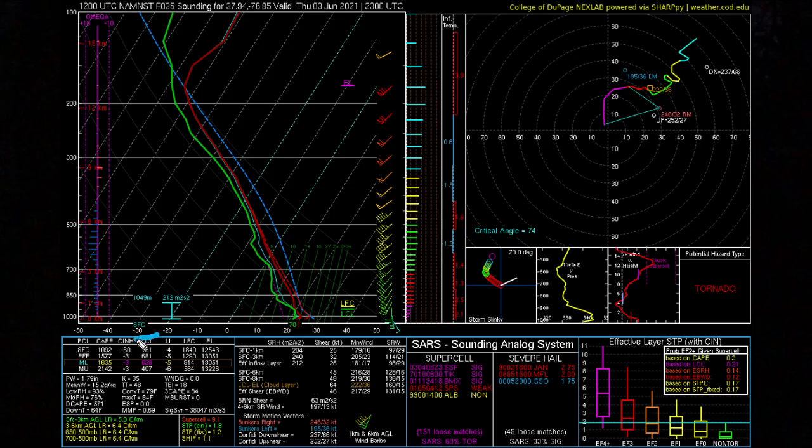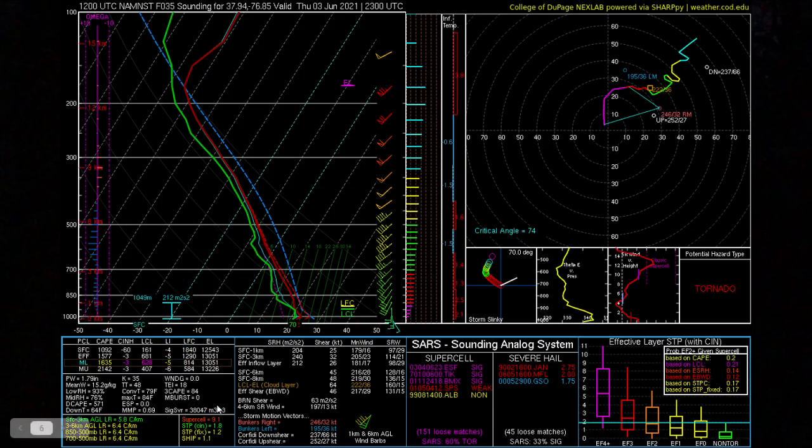We have a very low LCL as well. And our lifted index here, I didn't really go over that too much, but that is just showing how unstable the atmosphere is. Our lifted index of 4 is just showing a stable or an unstable condition. Nothing crazy, obviously, because our CAPE is a lot more limited. So I'd give this a check mark and an X. I mean, it's supportive, but it's not crazy supportive.